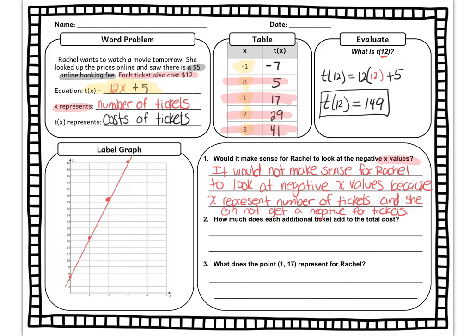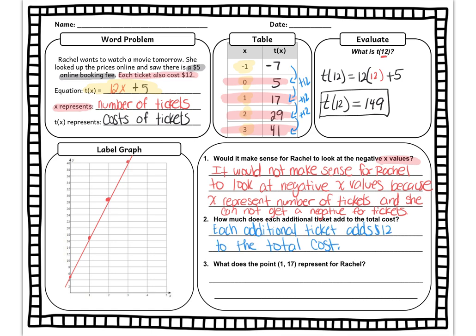For question 2, how much does each additional ticket add to the total cost? So notice that if I look at my table, every time we are increasing by 12. So because we are increasing by 12, that is a change that is constantly happening. So each additional ticket adds $12 to the total cost.